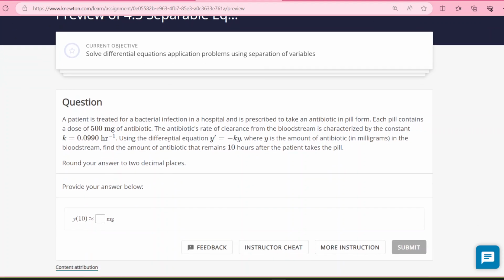So let me read through this. We have a patient is treated for a bacterial infection in a hospital and is prescribed to take an antibiotic in pill form. Each pill contains a dose of 500 milligrams of antibiotic. The antibiotic's rate of clearance from the bloodstream is characterized by the constant k equals 0.0990 over hour. That's one per hour.